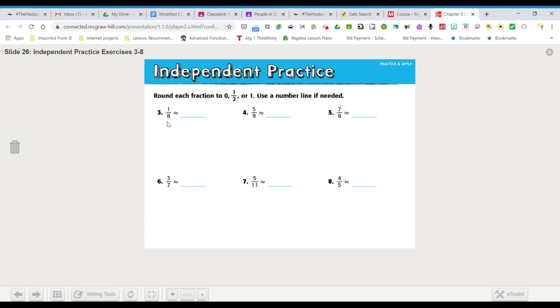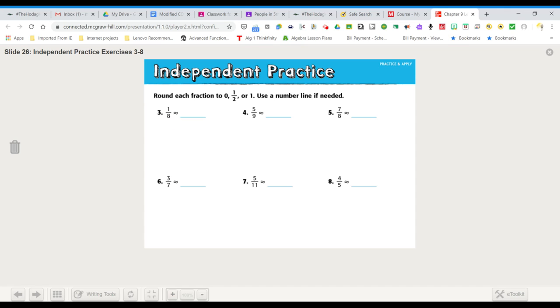So in number 3, the denominator is 8. We have a numerator of 1. 1 is going to be closer to 0 when you think about it in terms of 0, 1/2, or 8/8, or 1. So today's assignment is your independent practice.